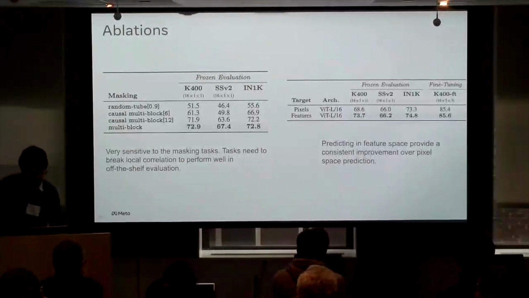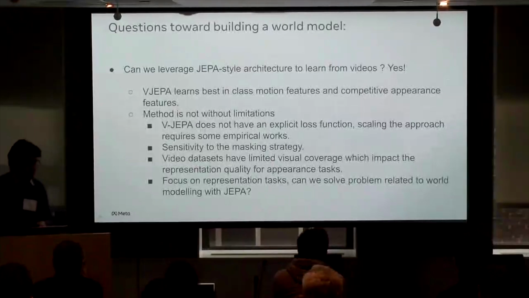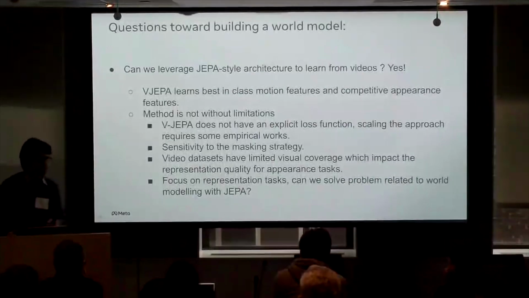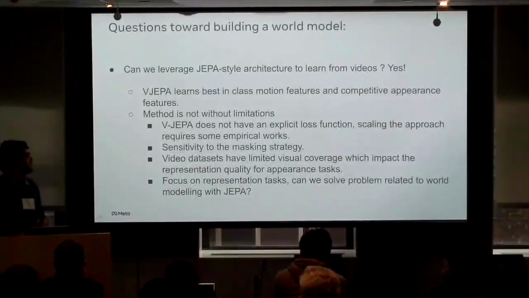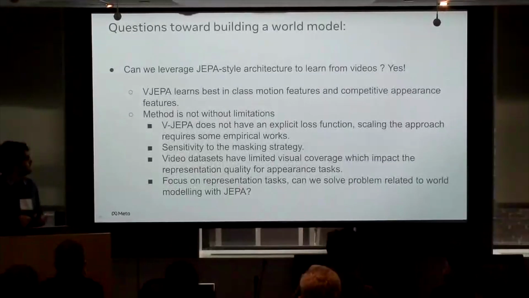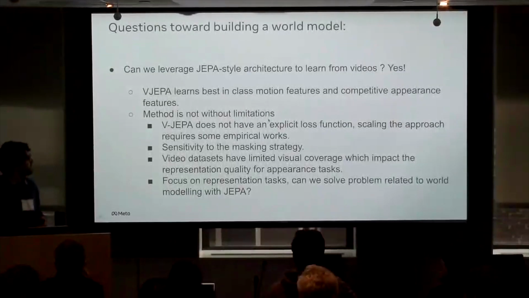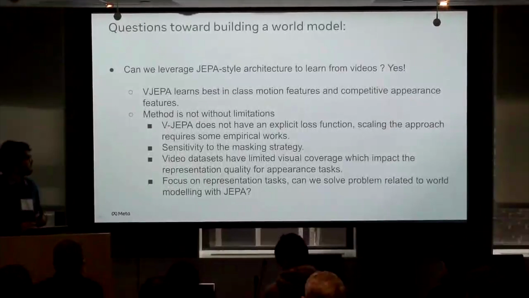in pixel space. Okay. So can we leverage a JEPA-style architecture to learn from video? Yes, we can learn good representations from pre-training a JEPA on video. But of course, the method is not without limitations. One thing that I touched on already is we don't have an explicit loss function, so it makes the empirical exploration around this approach a bit tricky. And when you want to scale the approach, it's possible, but it requires some work.